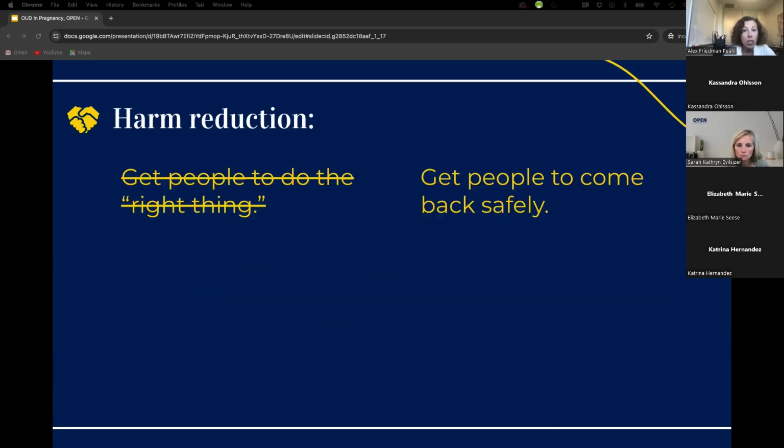Harm reduction really shifts the conversation from we need to get people to do the right thing to we need to get people to come back safely. And I think this is quite different from how I trained as a physician and really requires this immense frame shift in how we come to care. And patients notice and feel it when we meet them where they are.